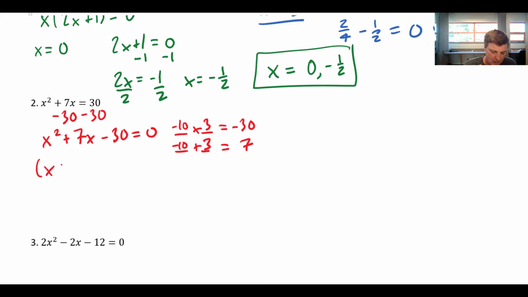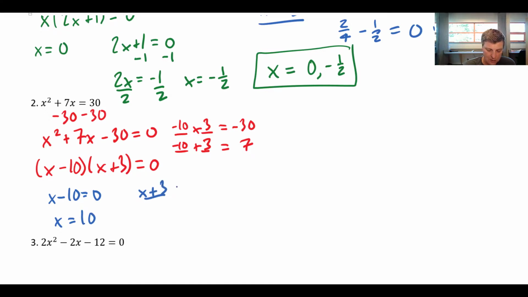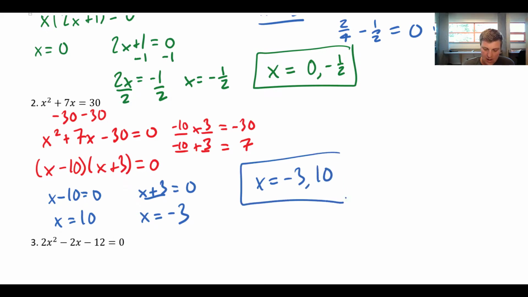And so this factors into x minus 10 times x plus 3 equals 0. And so now either x minus 10 equals 0, which is to say x equals 10, or x plus 3 equals 0, which is to say x equals negative 3. So I can just say x equals negative 3 or 10. And I'll leave the checking to you.